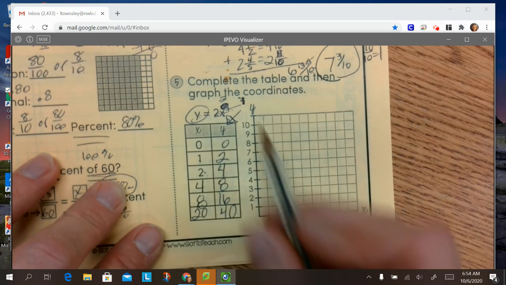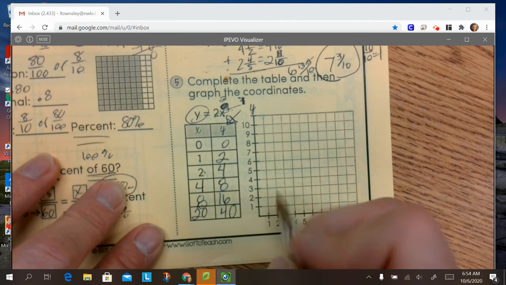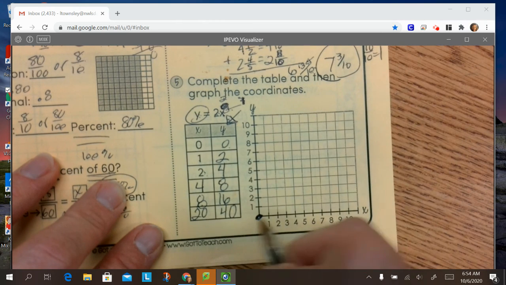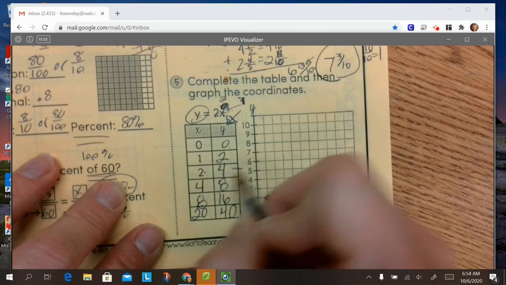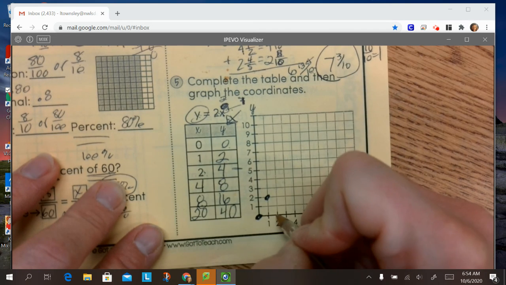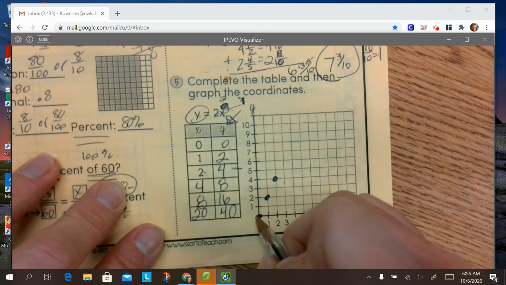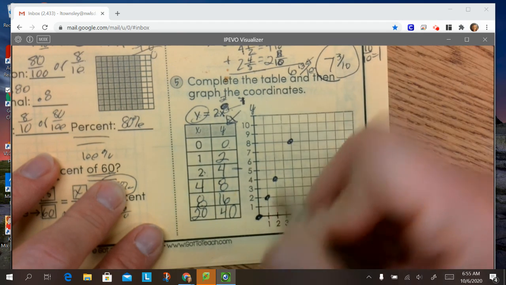And then if you needed to graph it, just start with your x and your y. You start at your origin, x and y, 0. That's easy. Your next one is 1. So x is 1. What's y? Y is 2. And you plot it. Look at your next one. Your x is 2. So go over 2 and then go up 4. And your next one is 4. So go over 4 and then 8. And then you can go ahead and connect your line.